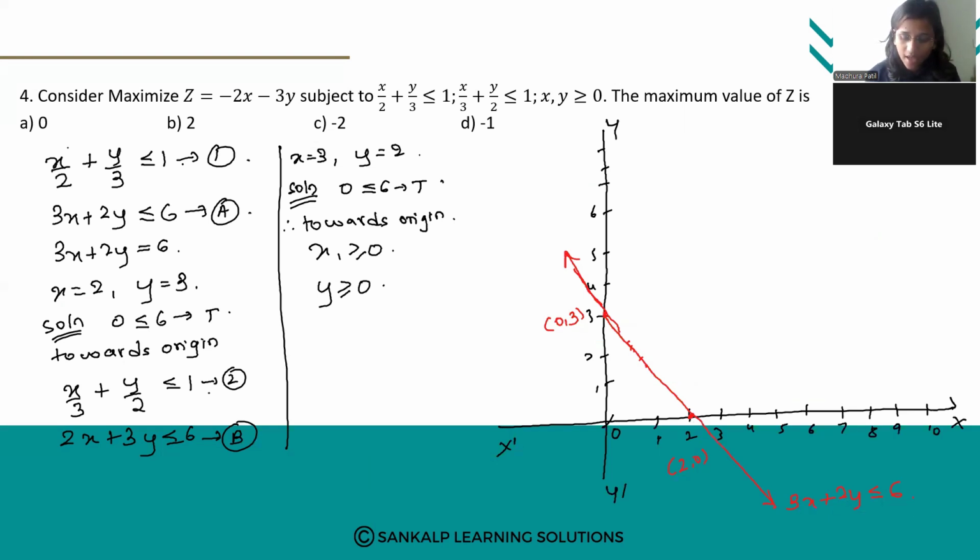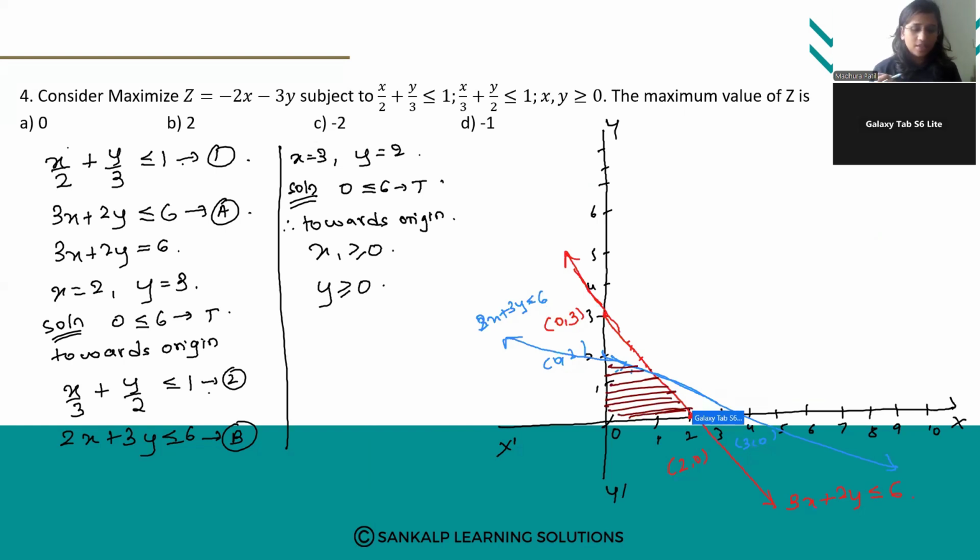Similarly, we'll take the second one that gives the points as x is 3, y is 2. So here we have 3 comma 0 and here we have 0 comma 2. If I join these, this is the straight line I'm going to get, of 2x plus 3y less than or equal to 6. And where was the solution of this? Again, towards the origin. So if both are towards the origin, this region is going to be your feasible region.